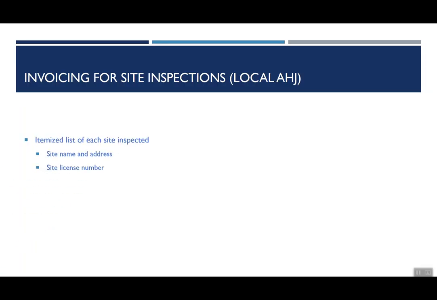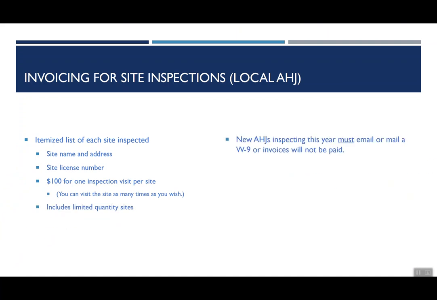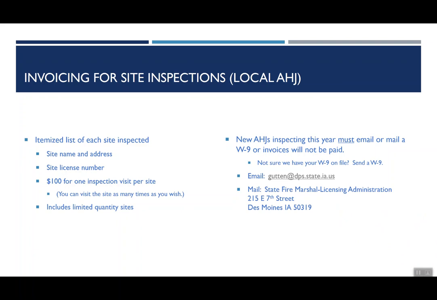For the local jurisdictions doing inspections on behalf of the State Fire Marshal, as you've done in past years, you will need to supply an itemized invoice listing the name and address of each site you inspect, and you'll send that to us. You only need to list each site once, as we only reimburse $100 per site for one inspection, regardless of how many times you may need to visit the site. We do reimburse for limited quantity site inspections as well.